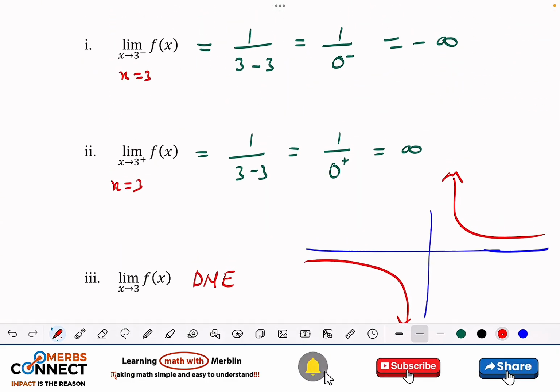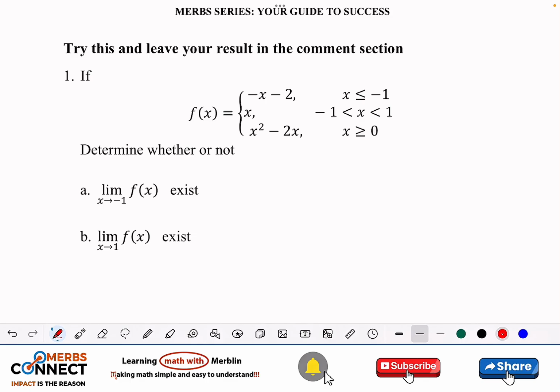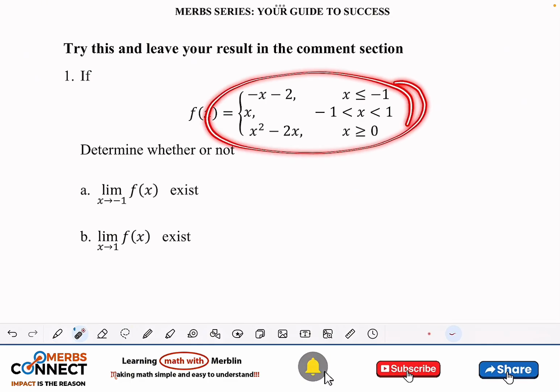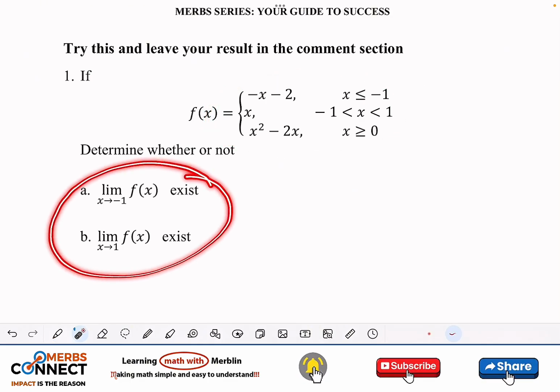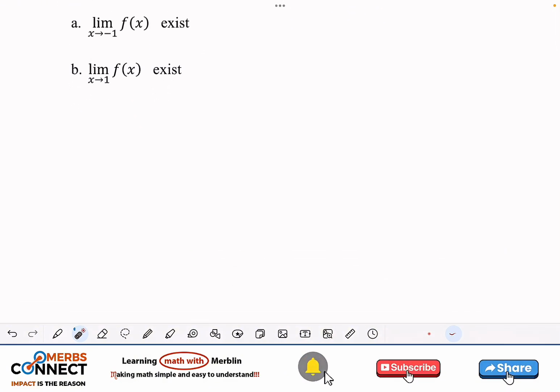So basically, this is what we need to get. So take your trial question and work around it. Have this piecewise function, try and find this. So in finding this, check the left and the right, and then we are done.